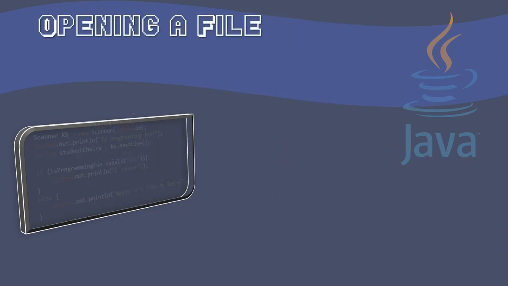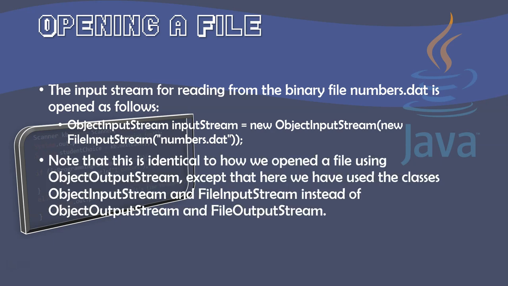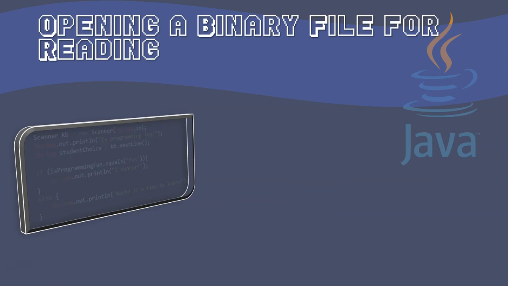So let's actually look at how to open a file when we look at binary input. The input stream for reading from a binary file numbers.dat is opened as follows. ObjectInputStream is new ObjectInputStream, new FileInputStream, "numbers.dat". Again, very, very similar to what we saw when we did the output stream. The biggest difference here, of course, is we have the classes ObjectInputStream and FileInputStream instead of ObjectOutputStream and FileOutputStream.